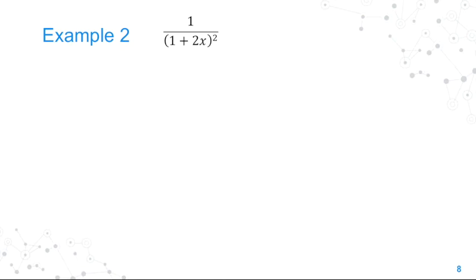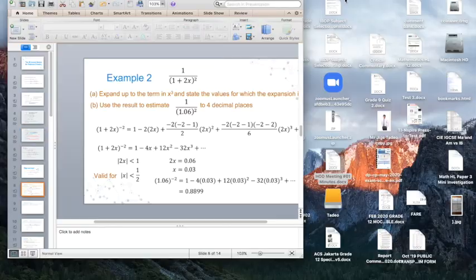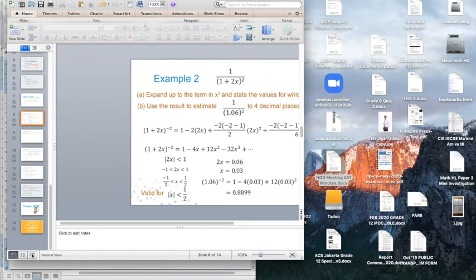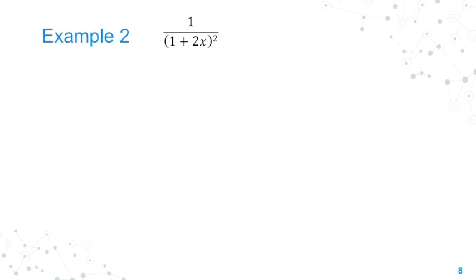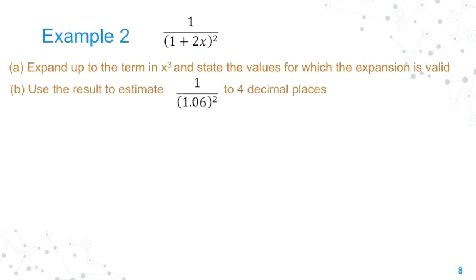Alright, now let's go to the second example. How do you expand now 1 over 1 plus 2x to the power of 2? You know that you can rewrite this. Alright, so it's time for our second example, 1 over 1 plus 2x to the power of 2. So the questions are: expand up to the term in x cubed and state the values for which this expansion is valid. And then we have to use the result from A to estimate 1 over 1.06 to the power of 2 correct to 4 decimal places.